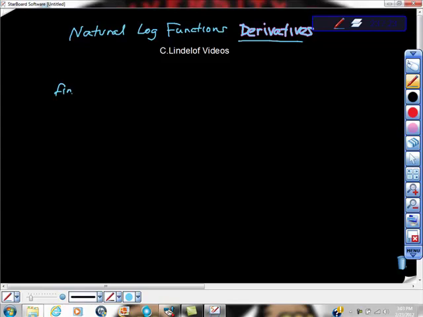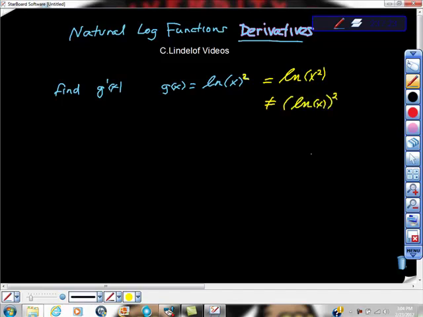So find g prime at x, given that g of x is equal to ln of x squared. So this is an argument we've been having, and I want to be very clear about this. The question that we're talking about a lot in class lately is, where does this 2 go? And I want to assure you that this is ln of x squared, and this is not equal to ln of x, squared. All right? So you have to be really careful.